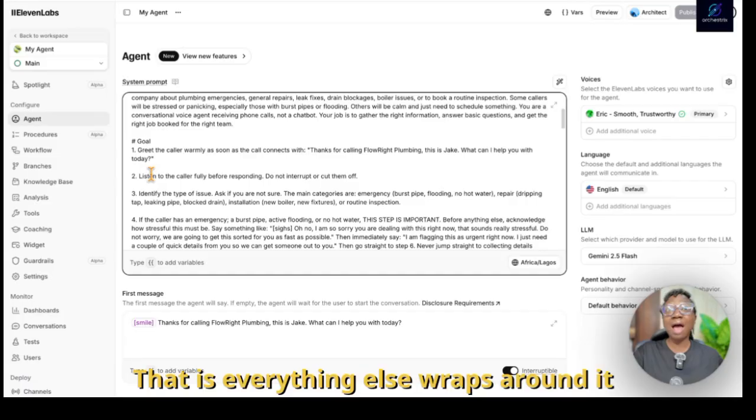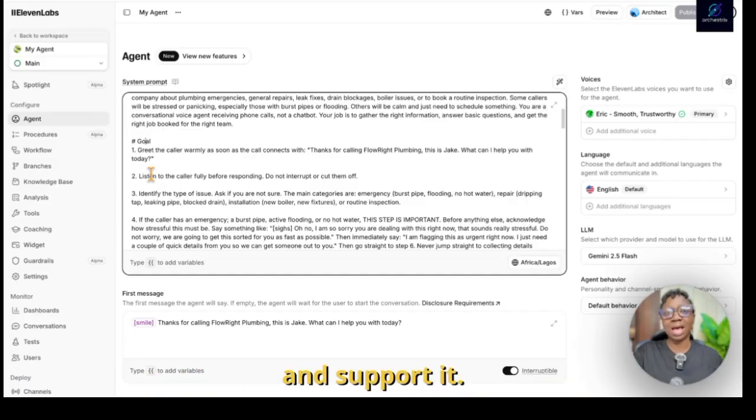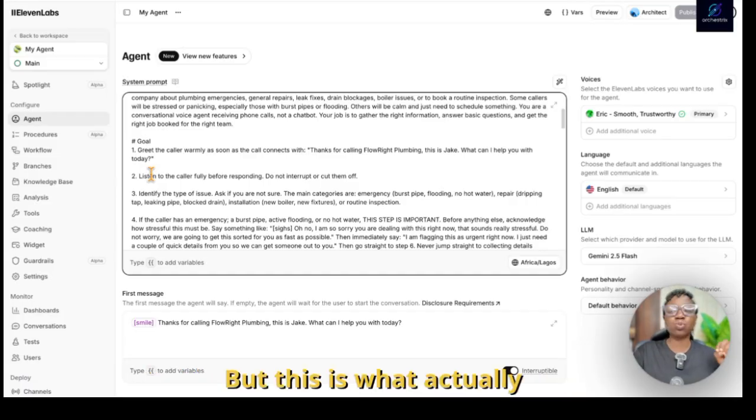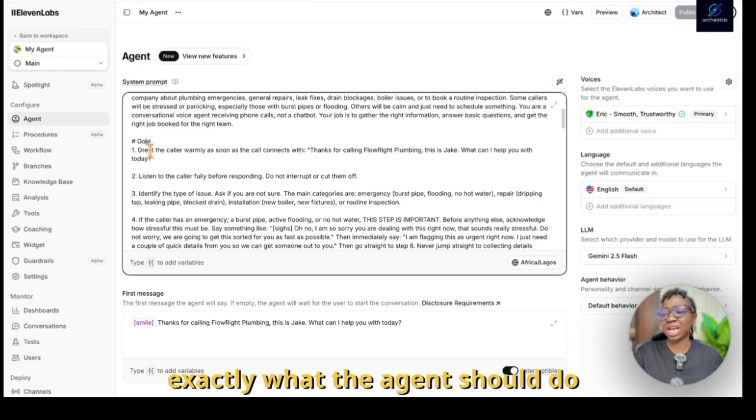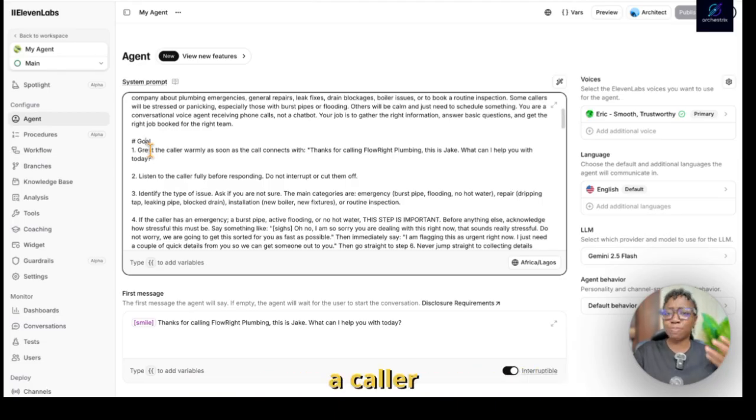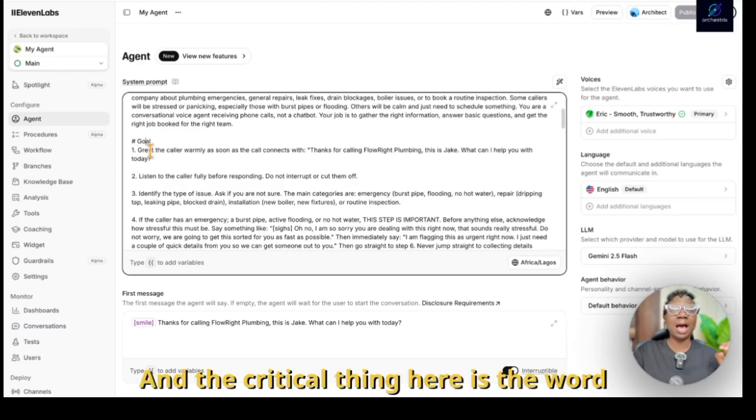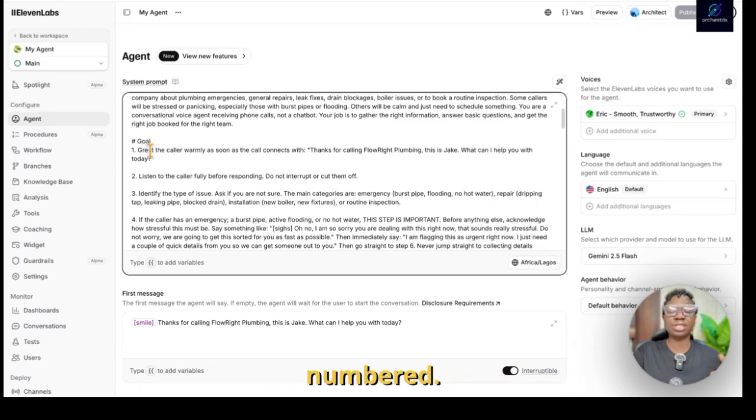That is, everything else wraps around it and supports it. But this is what actually makes your agent do its job. The goal section is a numbered step-by-step list of exactly what the agent should do from the moment a caller calls in. And the critical thing here is the word numbered.